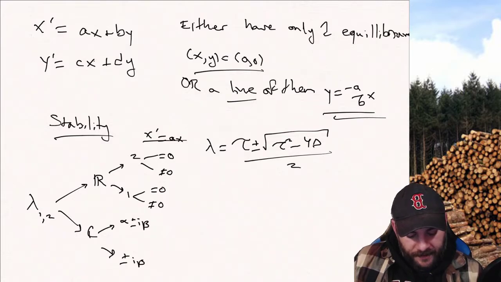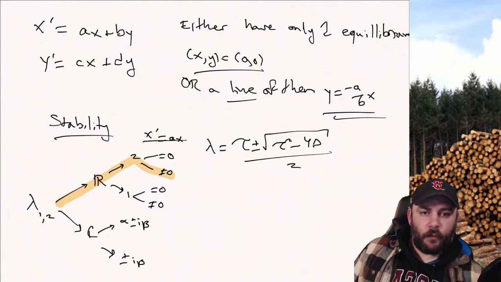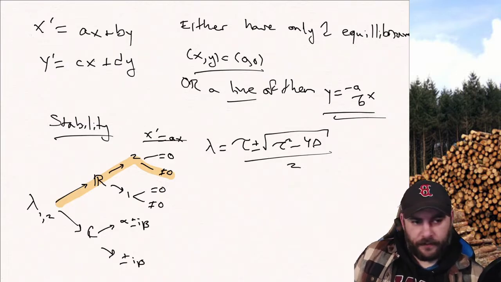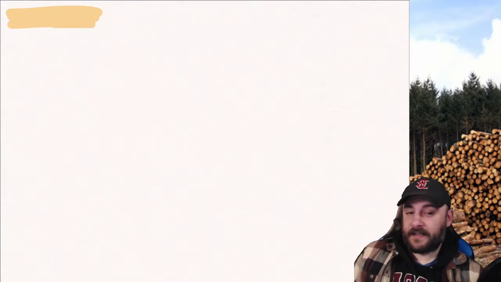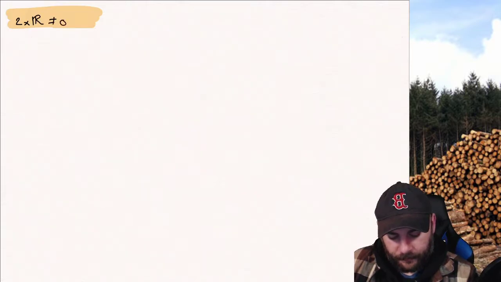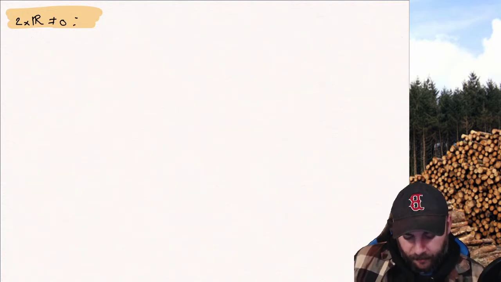The first case that we are going to explore is two real eigenvalues where neither one of them is 0. That's our case number 1, and this is basically going to take up the whole rest of the video. So we have two real eigenvalues not equal to 0. That is the case that we are now in. That's where we're operating from.